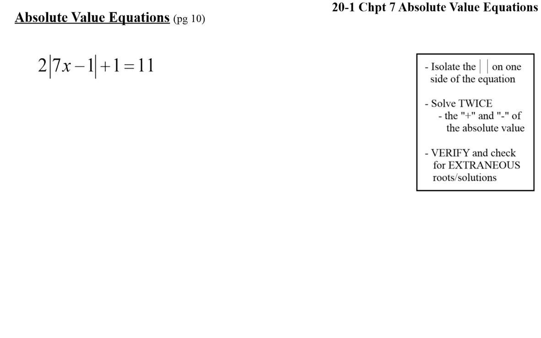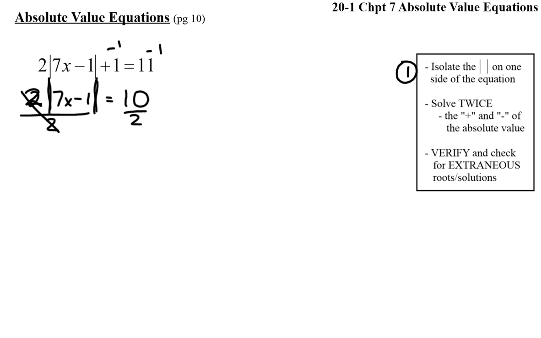So let's continue. Next one, page 10. Same kind of process, but now a little bit uglier. First step is to isolate the absolute. So we're going to subtract 1 from both sides. And we talked about in that first lesson, a number beside the absolute is like multiplying. So we can divide by 2 to eliminate it. And we have the absolute of 7x minus 1 equals 5. So a couple steps just to get to the form we need.